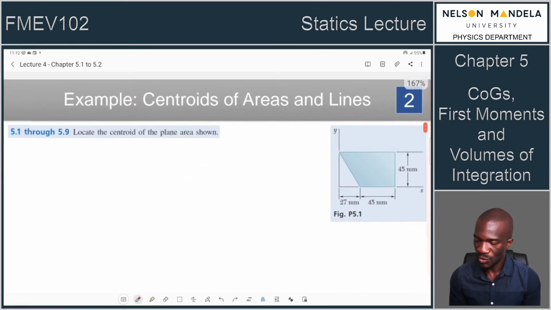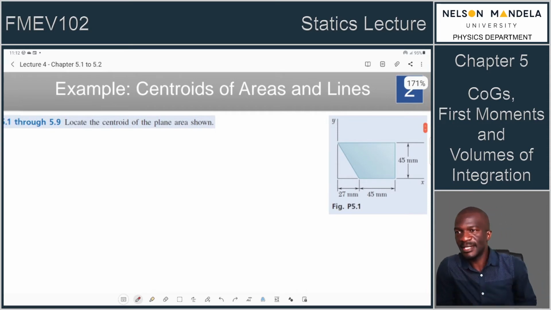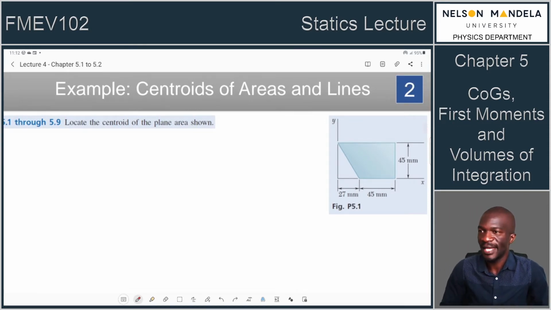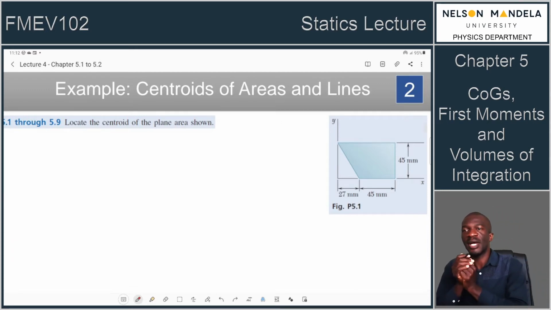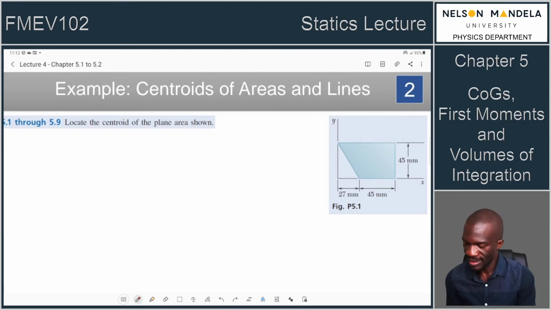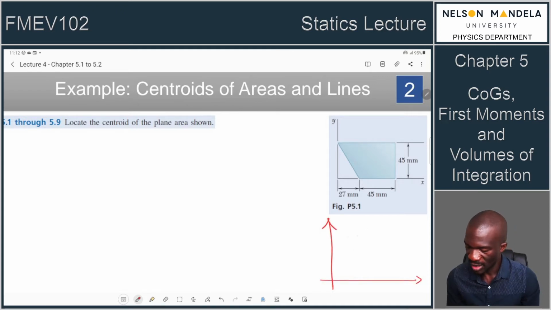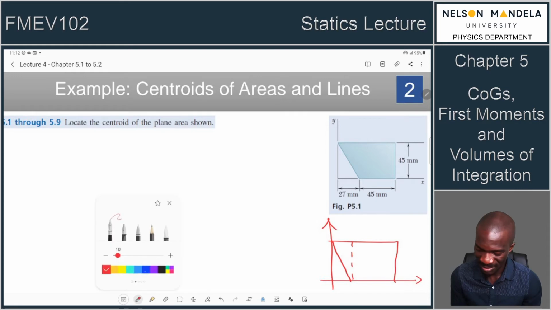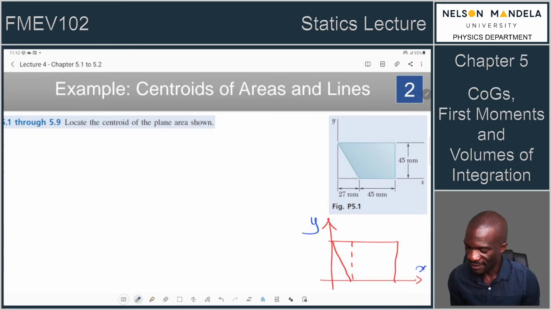Right, so to make use of those ideas, we can find the centroids of areas and lines using question 5.1. Question 5.1 requires you to locate the centroid of the plane area shown. This is the plane area that you have here. If you were to just sketch it here, it is actually a full rectangle minus a triangle. So you can think about it in many ways: as a full rectangle minus a triangle, or a rectangle plus a triangle.